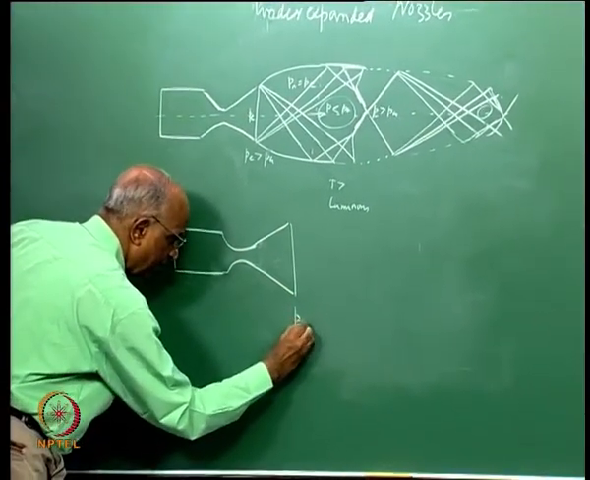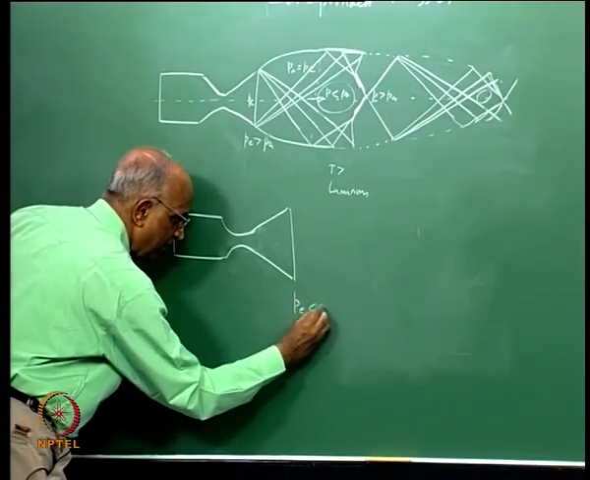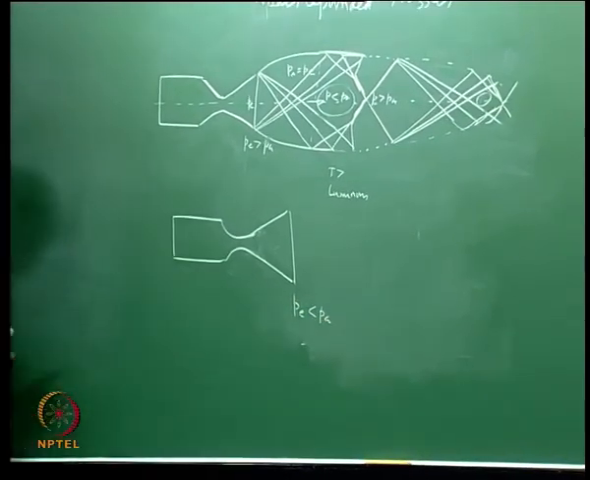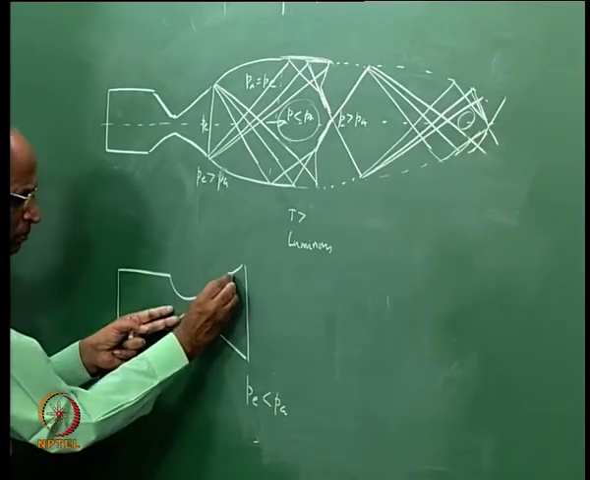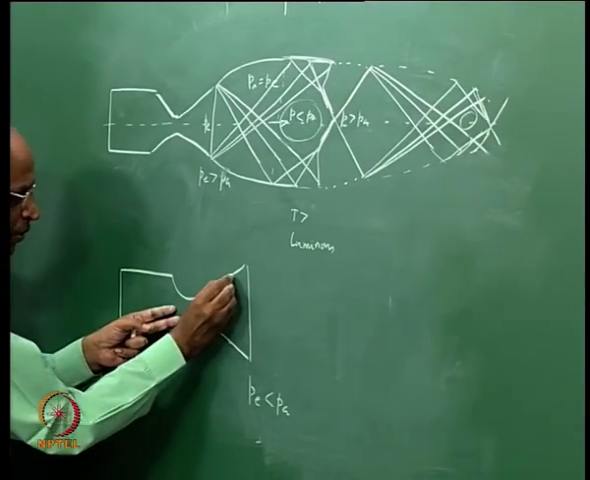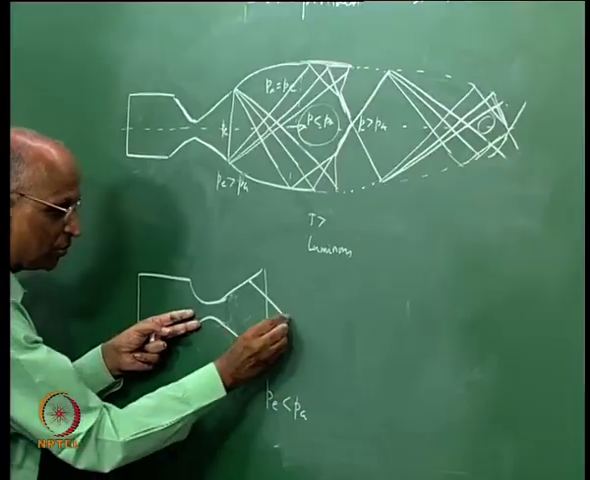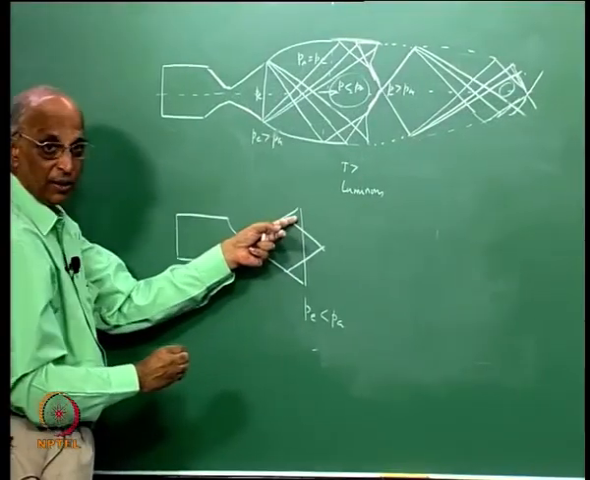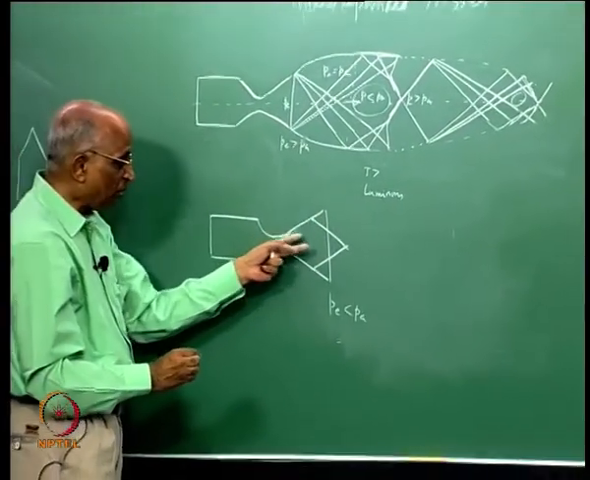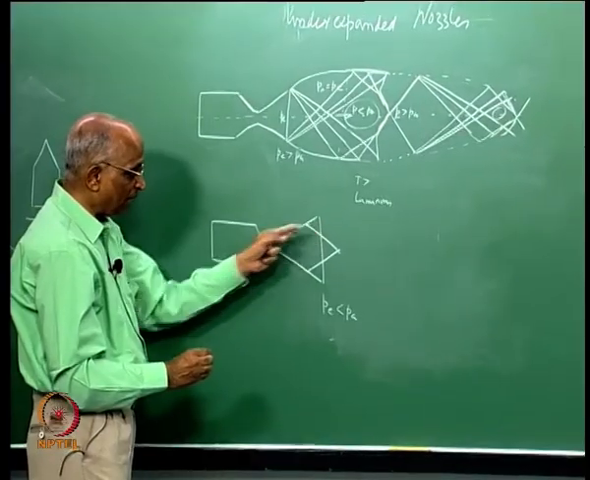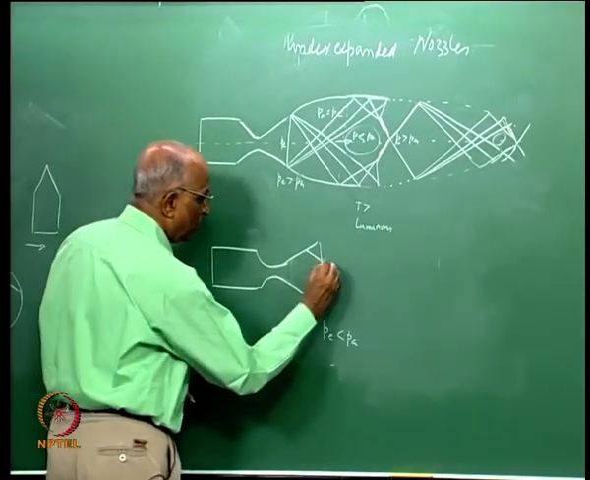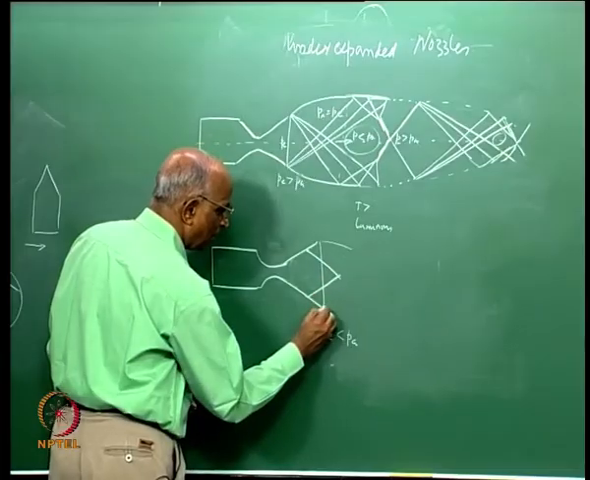Now I have PE which is less than PA. What is going to happen? Much earlier I am going to get a shock which is going to make the pressure over here higher, because it is supersonic flow. I need a shock which will match the higher value of pressure. Therefore, what is going to happen is the boundary will come down like this.